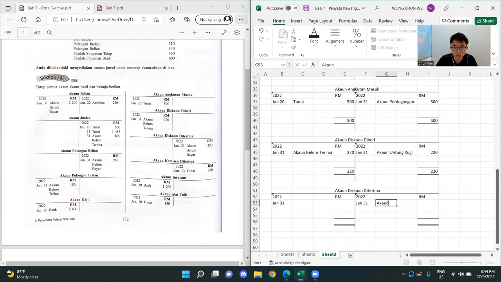Account belum bayar. Here 220. Here be 220. This is the 320. So ini account untung rugi.